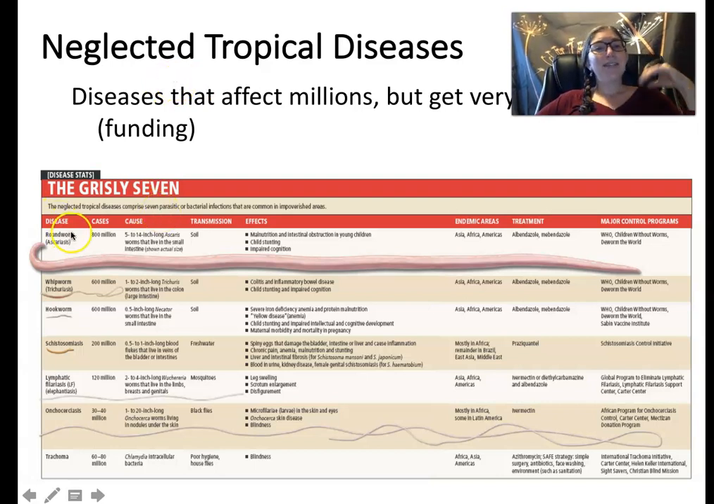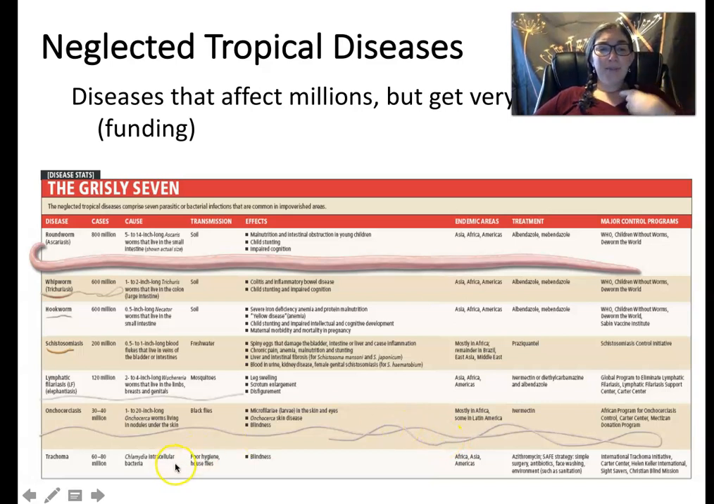So these are the grisly seven neglected tropical diseases, six of which are parasitic worms or helminths. So here's Ascaris, the one I just showed you, somebody pooping them out. There's whipworm, there's hookworm, schistosomiasis is another big one, and lymphatic filariasis, which is insect transmitted. Onchocerciasis is the name of the worm that causes river blindness, infecting the eyes. And this last one, trachoma, is actually a type of bacteria.